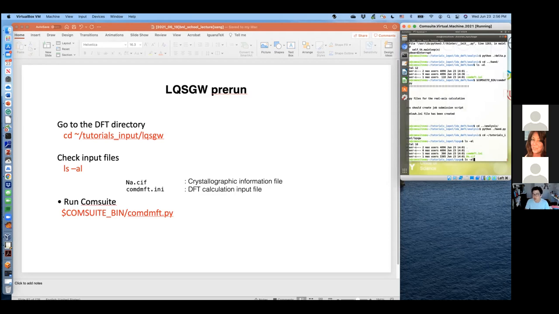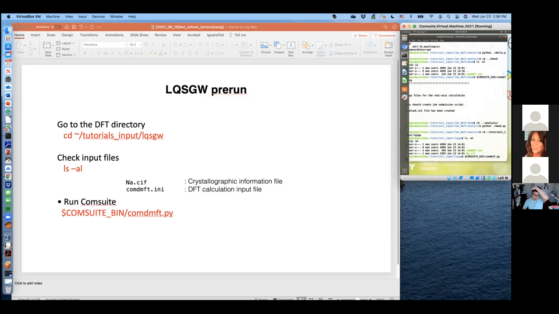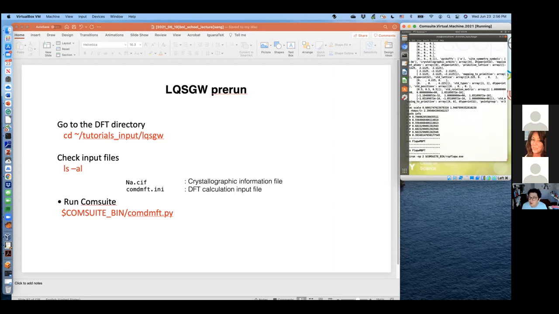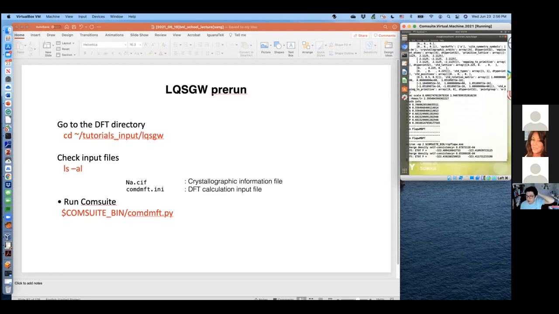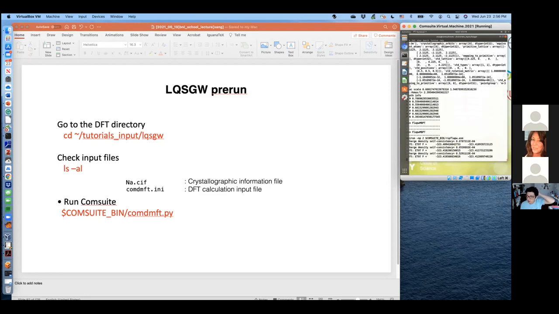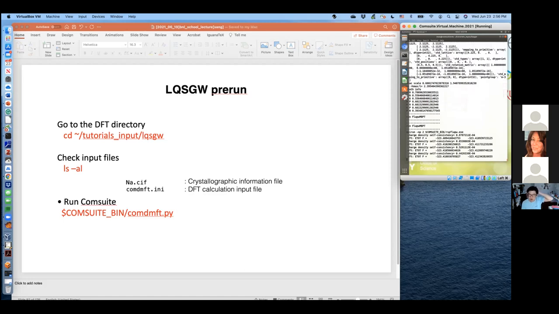Let's run it. Then the code will generate the input file for the FlapMPPT. And after that, it will run the FlapMPPT calculation, DFT, as well as the qsGW run.